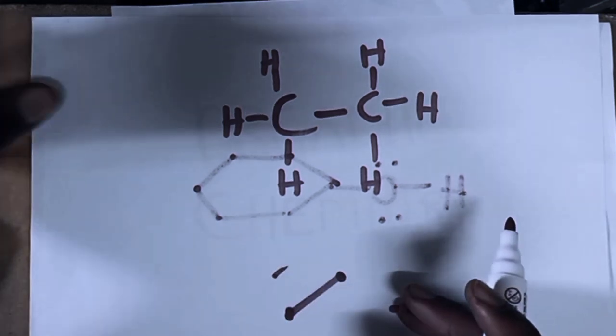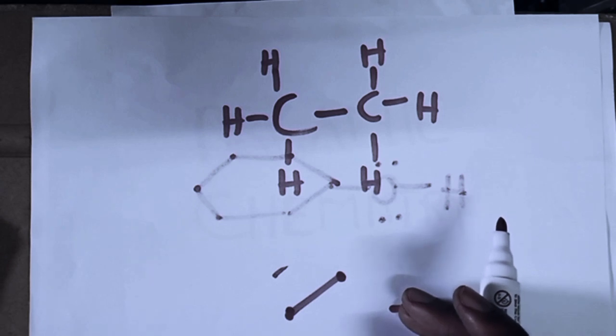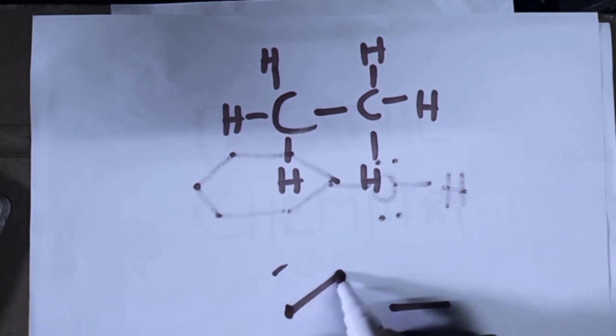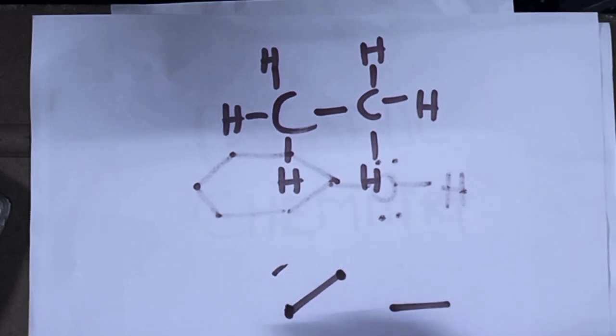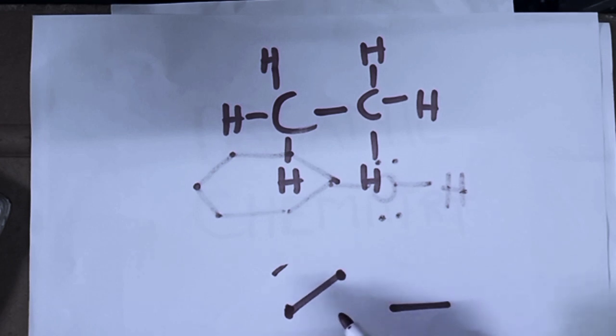So how can you define a skeletal structure? It is a structure showing only carbon atoms and atoms other than hydrogen. How does it show carbon? At any end or corner that you see, there is carbon there. And it will show other elements apart from hydrogen.